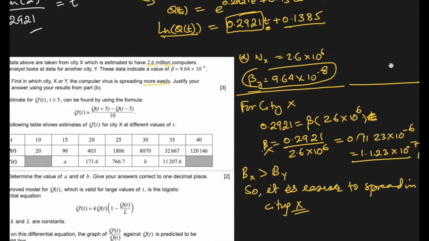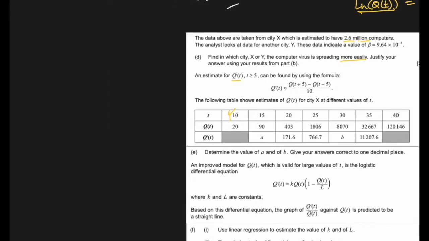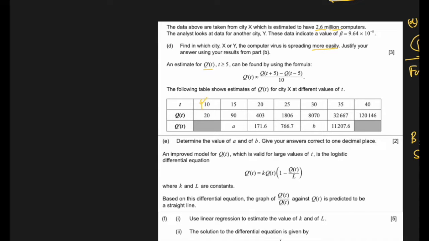Okay, what else do we have here? Find in which city, okay, we've done that. An estimate of Q'(x), the derivative of Q(t), for t more than 5. So yes, it is more than 5, so that's fine. This onwards can be found by this. Okay, the following table shows Q'(t) for CTX at different values. So some of them they have already given to you. A and B are unknown. Determine the value of A and B, giving your answer correct to 1 decimal place. So let me do this on this side. Yeah, they have already given this, and Q'(t) we have to find here for these values.